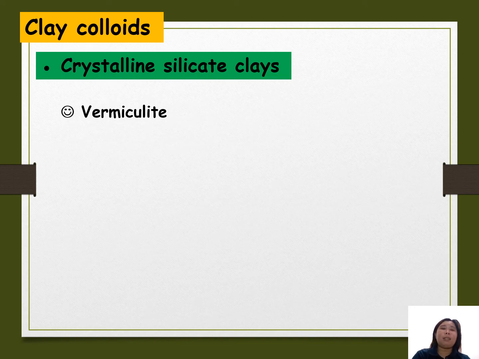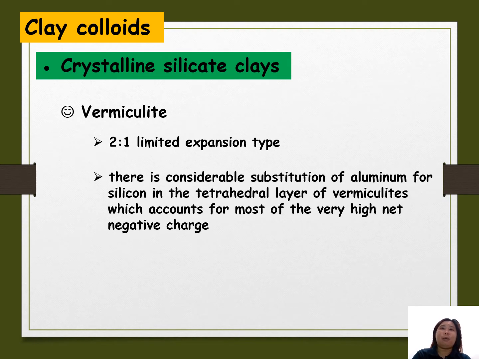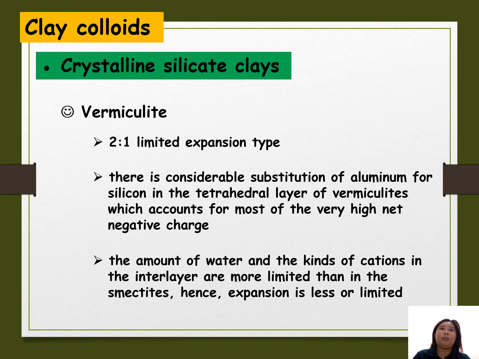The next group we have is the vermiculite. This one is also a 2:1 clay type, but compared to smectites, this has limited expansion. There is considerable substitution of aluminum for silicon in the tetrahedral layer of vermiculites, which accounts for most of the very high net negative charge. The amount of water and the kinds of cations in the interlayer are more limited than in smectites. Hence, expansion is less.